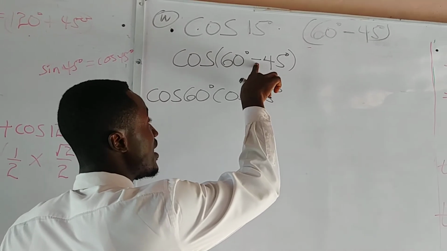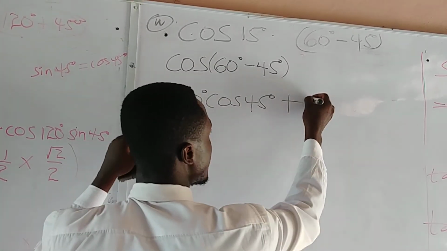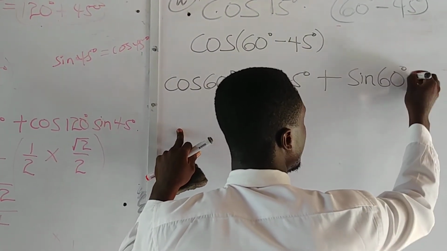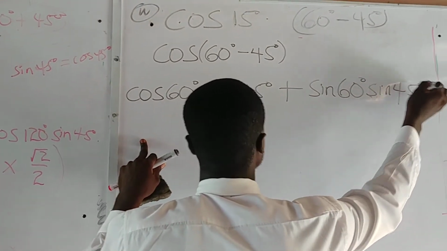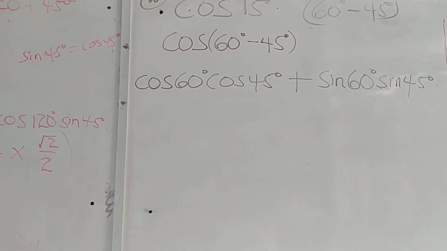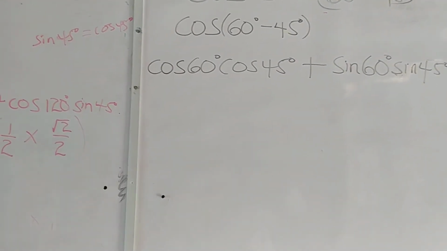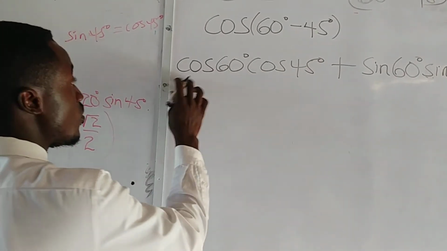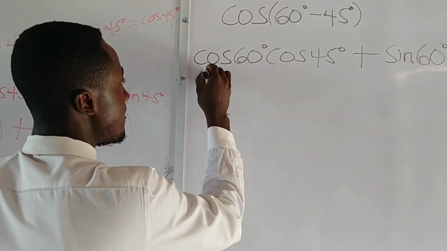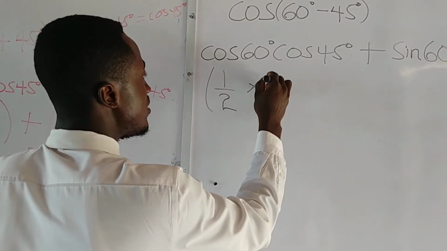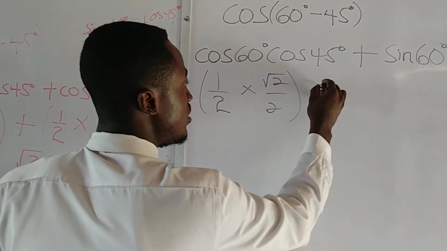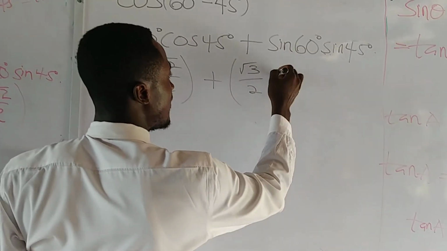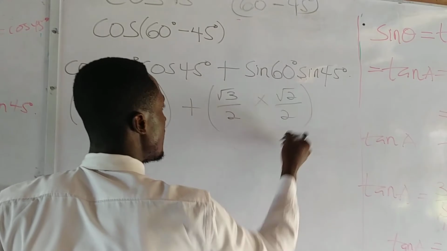For cos, if it is negative, it will become positive. Then sine 60 degrees, sine 45 degrees. Okay, so cos 60 degrees is half. Cos 45 is root 2 on 2, plus sine 60 degrees is root 3 on 2. Sine 45 is root 2 on 2.